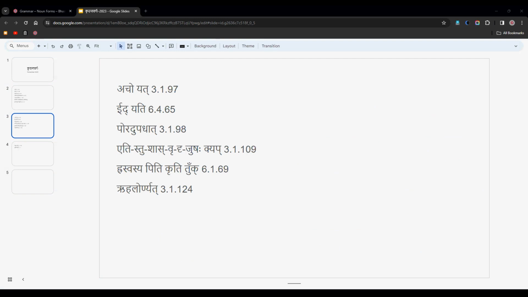These are the final word forms desired here. From in we want itya, from stu we want stutya, from shas shishya, from vru vrutya, etc. From dru, drutya. So what is dru? We forgot dru.